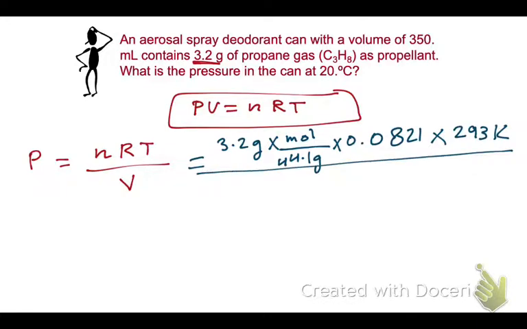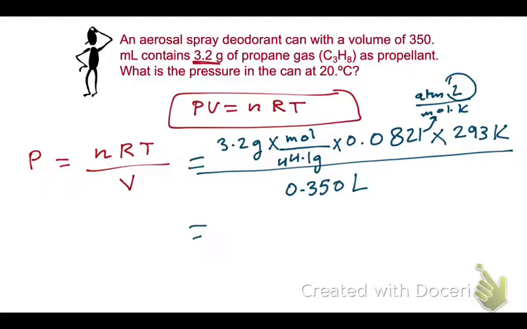And then the volume that I have is 350 milliliters. Sorry, I forgot to put the units, that's bad. So it's atmosphere liter for every mole Kelvin. So the liter is the volume, so I'm going to have to convert the volume into liters, which is 0.350 liter. Now let's do the math together.